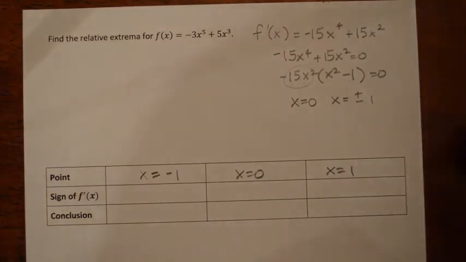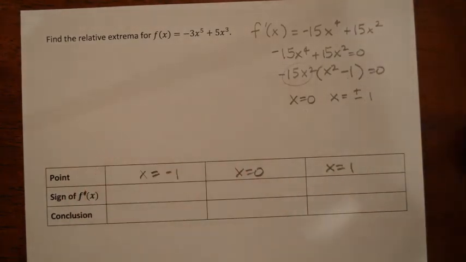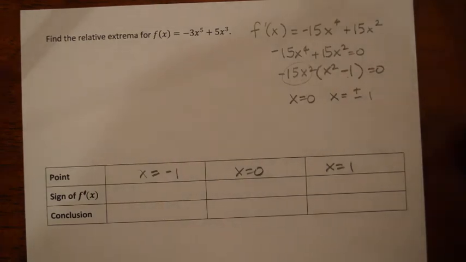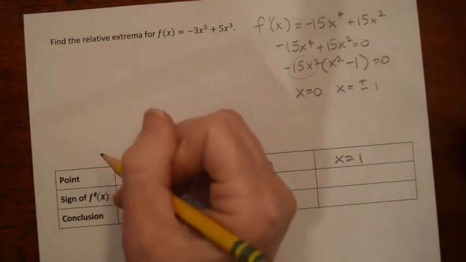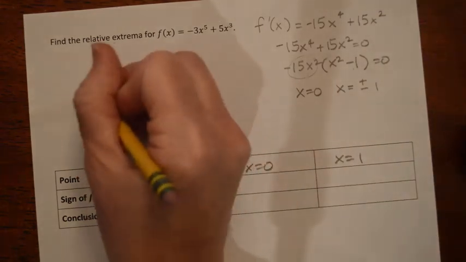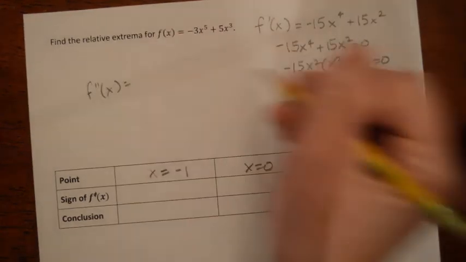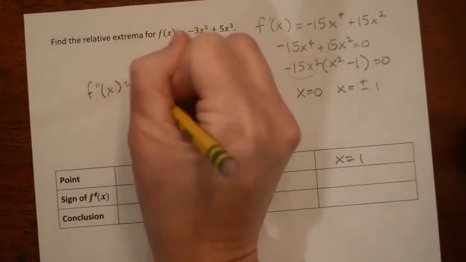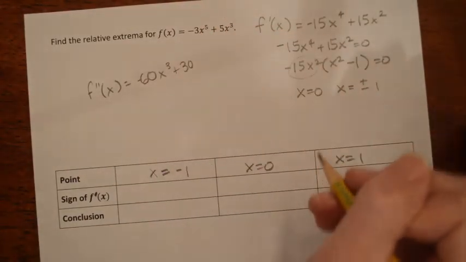And I want to know what the sign of f double prime is. This is a typo right here. Should say f double prime. Okay, so I am going to plug negative 1 into f double prime. So before I can do that, I need to find f double prime. Right? So the second derivative, I'm going to get negative 60x to the third plus 30x.